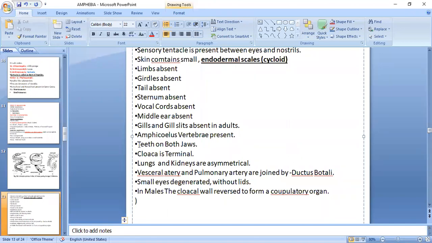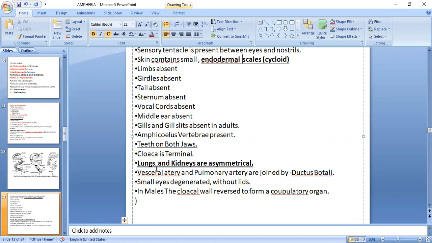So you remember, teeth are present on both jaws. Okay, then cloaca is terminal. Okay, lungs and kidneys are asymmetrical. You remember this is very, very important. While we are teaching, we should compulsorily include this point. So it is a short question generally in intermediate and degree also. So write about apoda, or simply apoda is given in the short question.